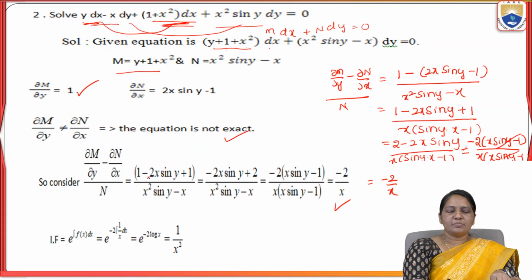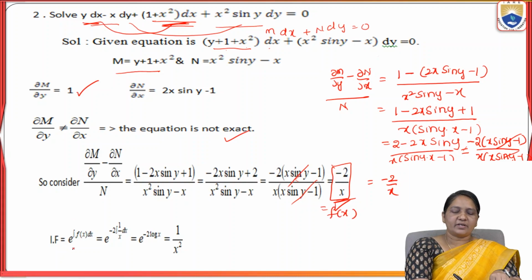So we can observe the simplification here. 1 minus 2x sin y plus 1 by x square sin y minus x. Here we are taking x common, so x sin y minus 1. Here minus 2x sin y plus 2. Taking the minus 2 common, these will be cancelled. Finally, we got minus 2 by x. This is the f of x. So that is nothing but a single variable function.